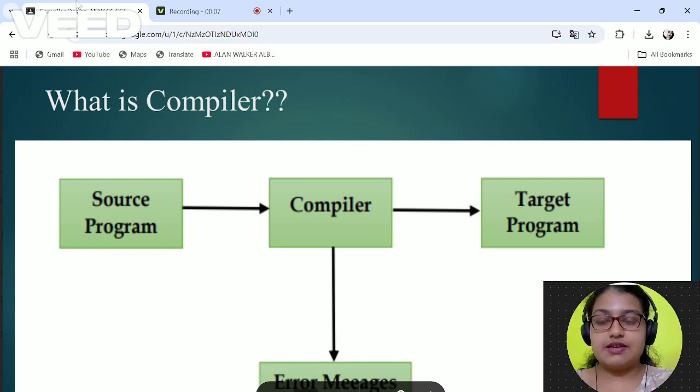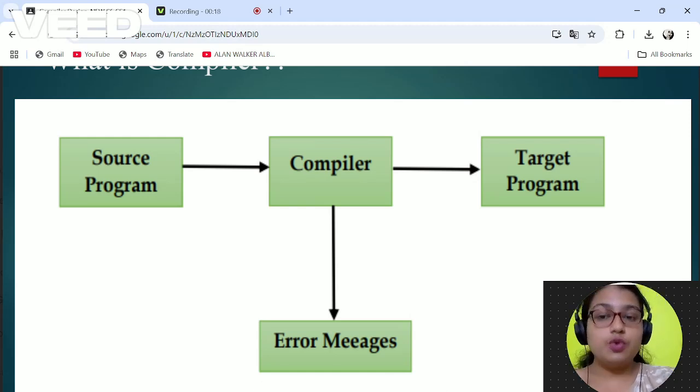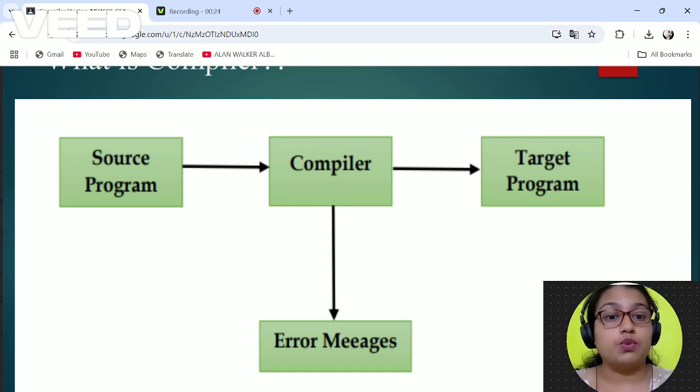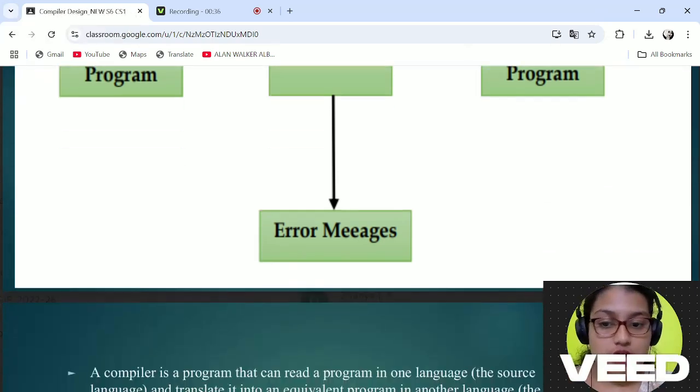So what is a compiler? Here you can see a figure. We have a compiler, then we have the source program, target program and error message. We can understand from the figure that a compiler is something that can convert a source program to a target program, and in this process of converting the source program to target program, any error messages can also be sorted out.